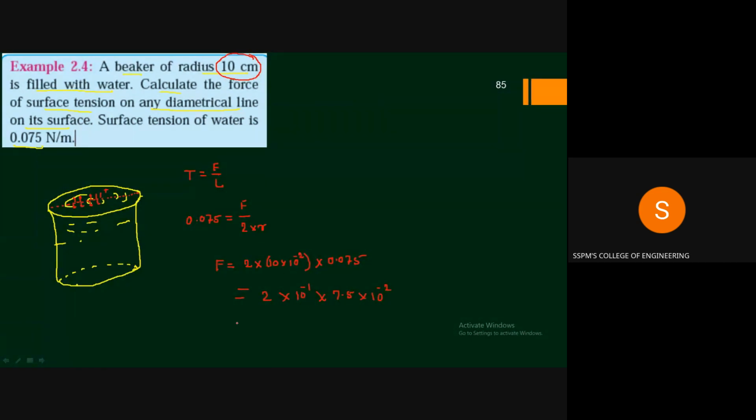So 7.5 into 2 will be 15 into 10 to the power minus 3. So this is the force, in Newton. Or if you write this in decimal form, 15 into 10 to the power minus 3 means 0.015 Newton. So this is the answer. The formula that we are using is the basic formula: surface tension is equal to force upon length.